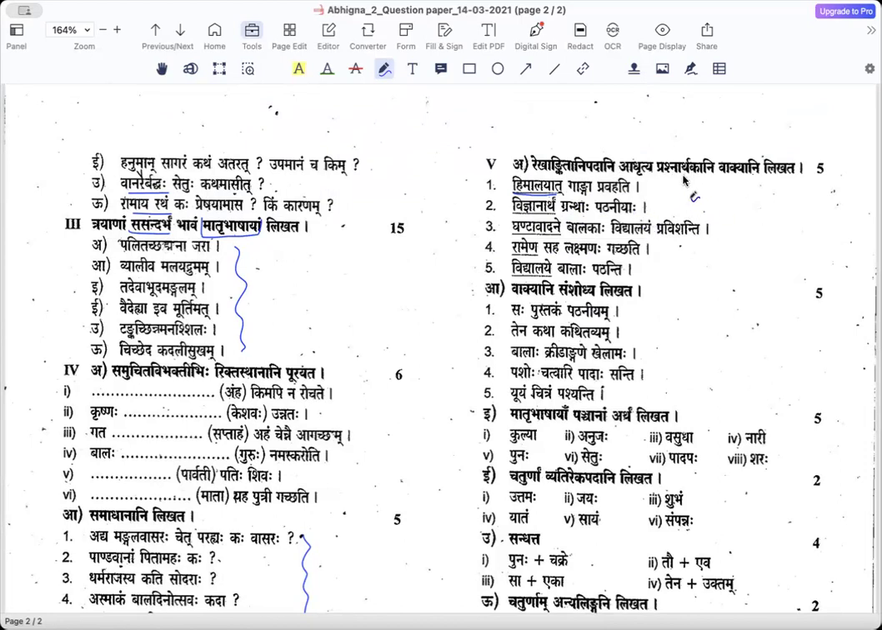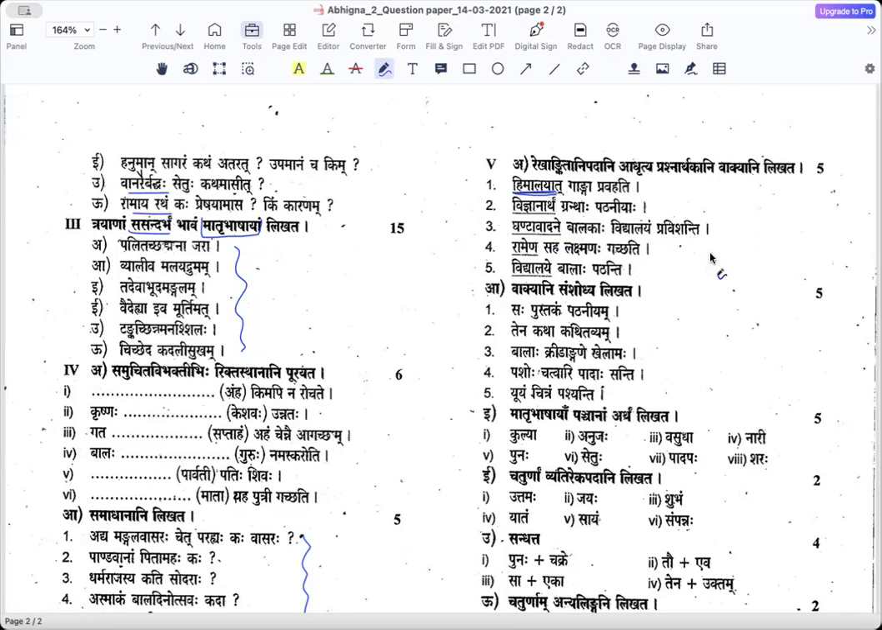Adhritya Prashnarthakani Vakyani Likhata. So which means you will consider only the word Himalayat and write a Prashna word for that particular word. So you will say Kasmat Ganga Prabhati, athava Kutaha Ganga Prabhati. Next is Vijnanartham, Kimartham Grantaha Pathaniyaha, athava Kasmai Grantaha Pathaniyaha. Either would work. So, Ghantavadane Balakaha Vidyalayam Pravishanti, Kada Balakaha Vidyalayam Pravishanti.